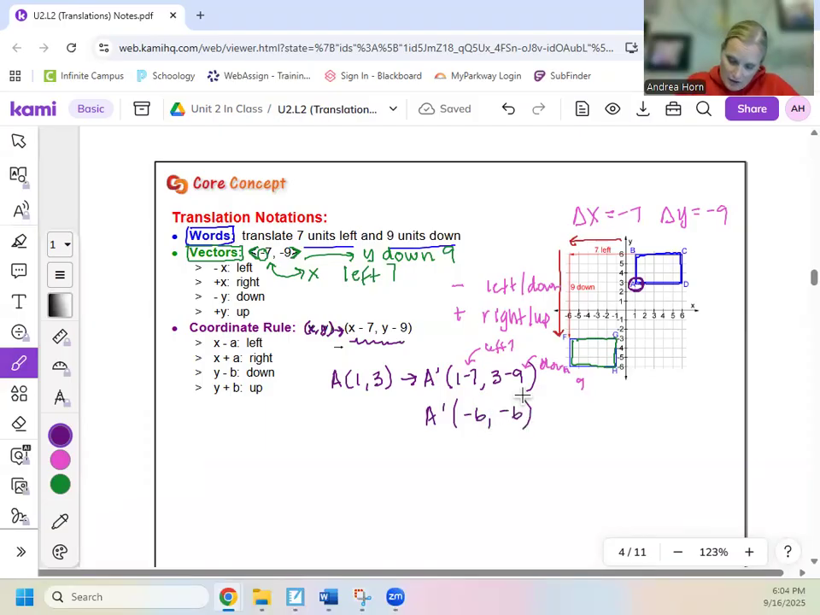Okay. And if we look, sure enough, A prime is supposed to go with E, which is down there. And sure enough, that is negative six, negative six. So coordinate rules give us almost like an equation to put our points in to translate them. Words give us distance and direction in words. Vectors only give us distance and direction, but coordinate rules give us almost like a formula in order to translate the problem. Okay, so let's try some of these.